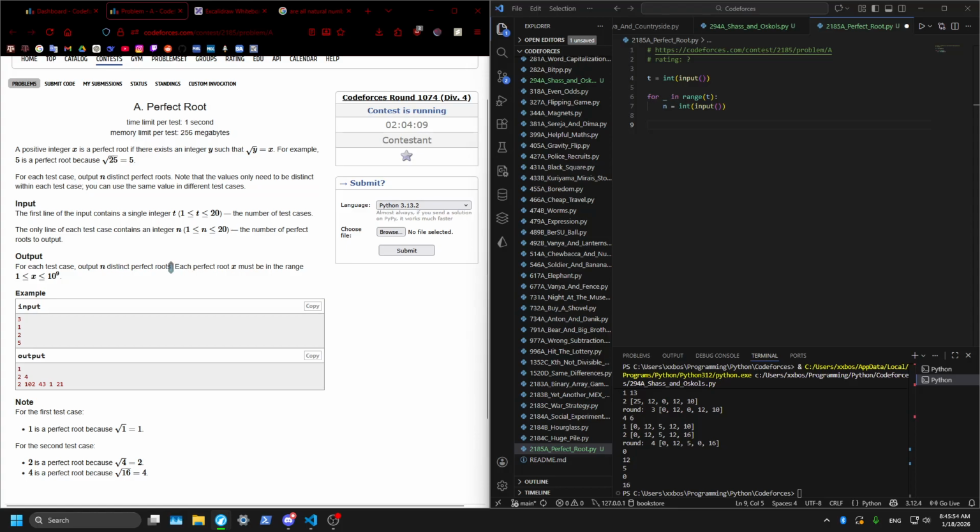Must be in the range. Distinct perfect roots. Now what is that? Different. Distinct means different. So is it not just, okay, why is it 102? Why is this output 102, 43, 1, 21? What does that mean?